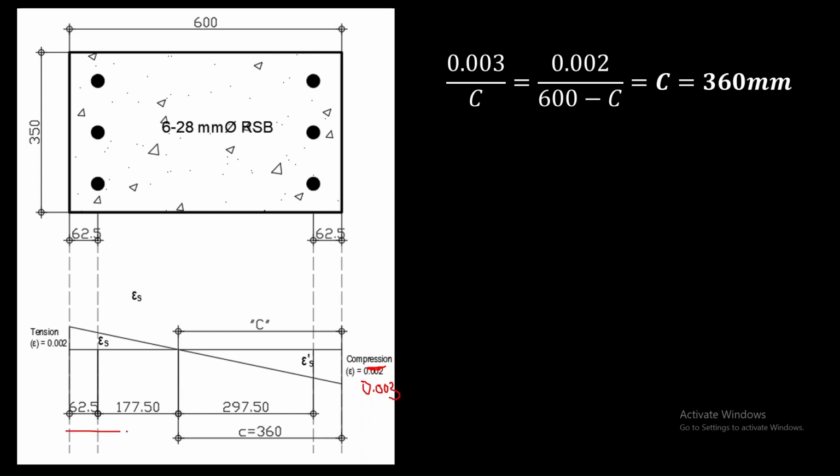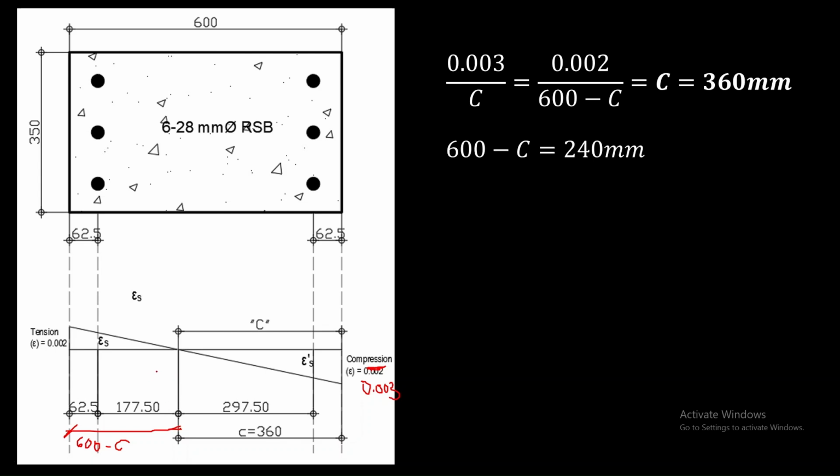so this value is 600 minus C. After substituting this equation in our calculator, we have the value of C, or the distance from the neutral axis, of 360 millimeters. This one is 360, and the difference 600 minus C is 240 millimeters.